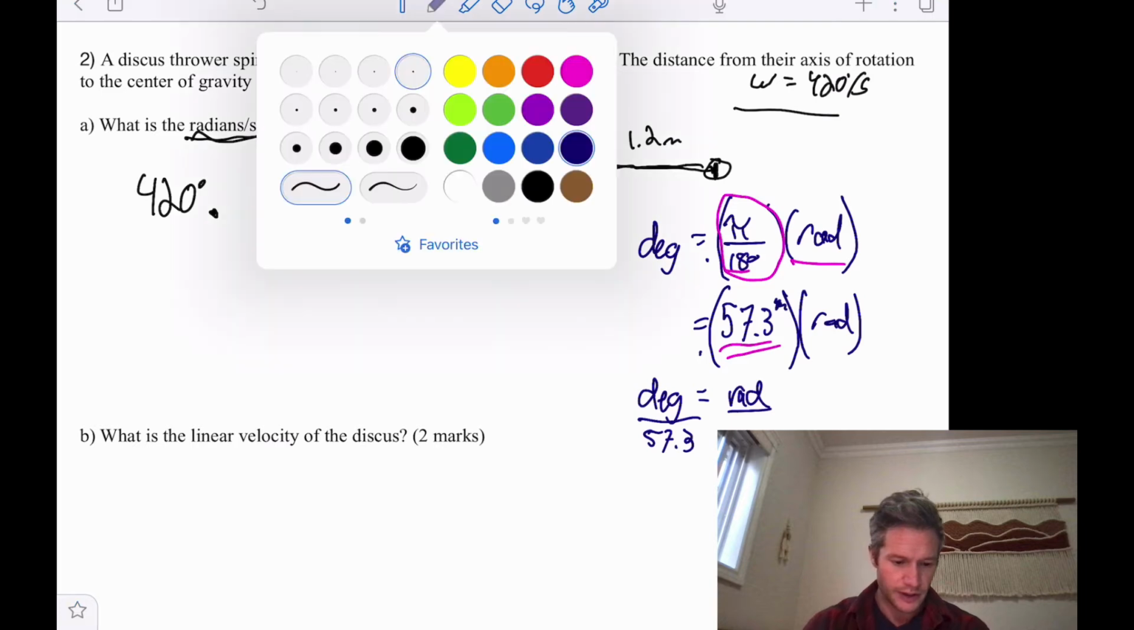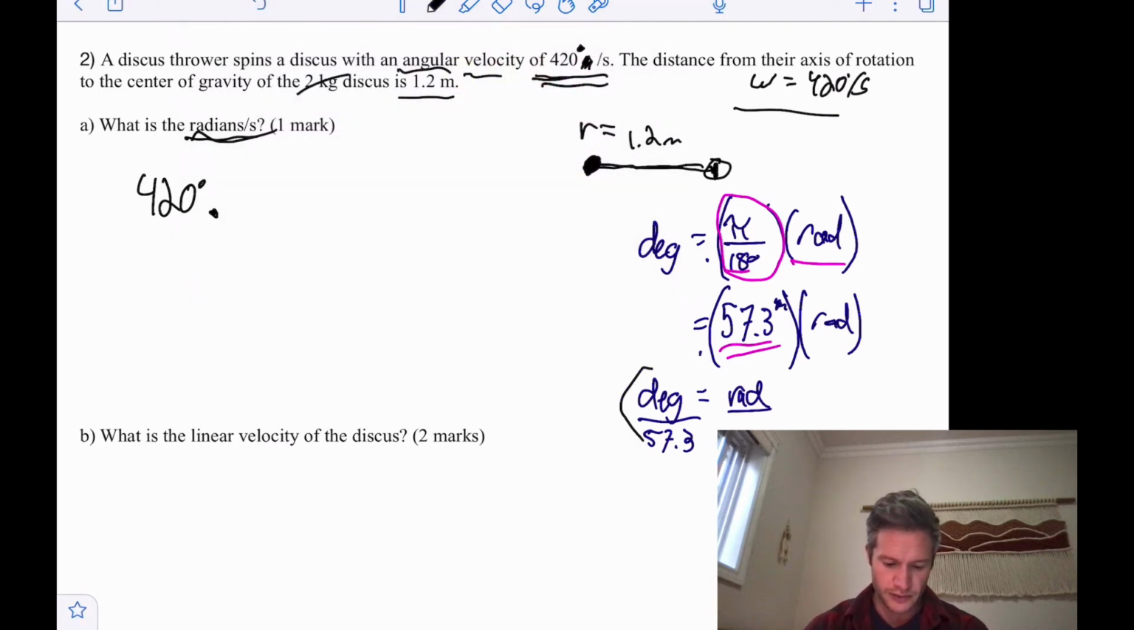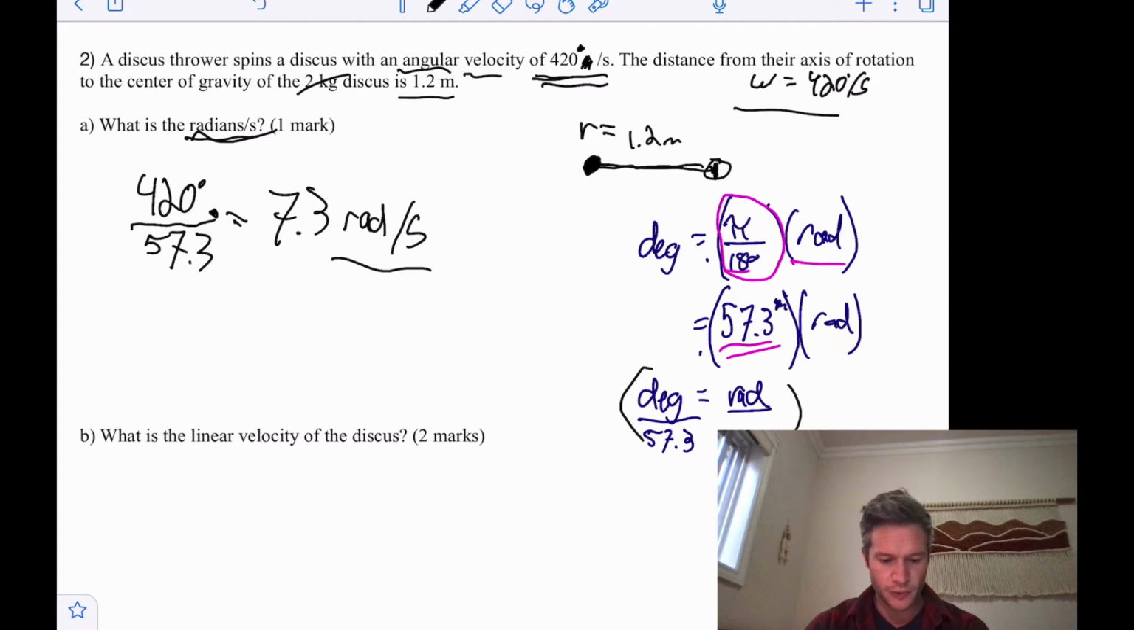Okay. So if we go back to our equation with this in mind, we got 420, so that's our degrees, divided by 57.3 equals, when we punch that into calculator, 7.3 rads per second. Okay, and that unit's important because we're talking about angular velocity.